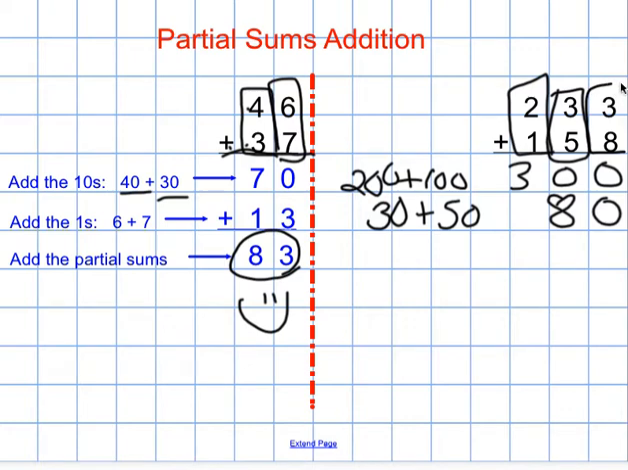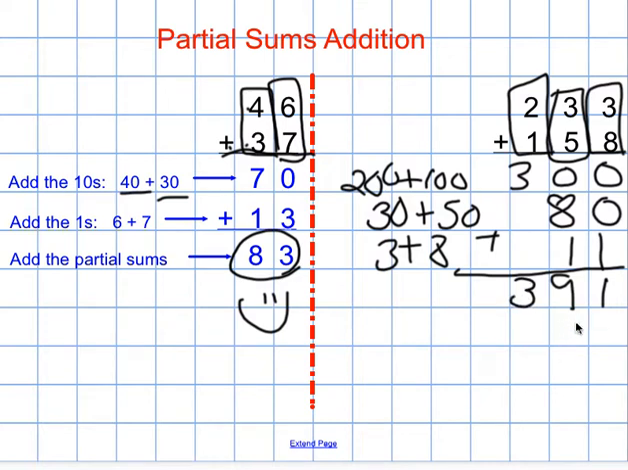and then finally we think of our numbers in the ones place, and that's 3 plus 8, which is 11. And then simply add them up. We have 1, 9, 3. So hopefully when you did your math problem at the very start, you had an answer of 391. This problem just happened to show you how to do it partial product or partial addition.